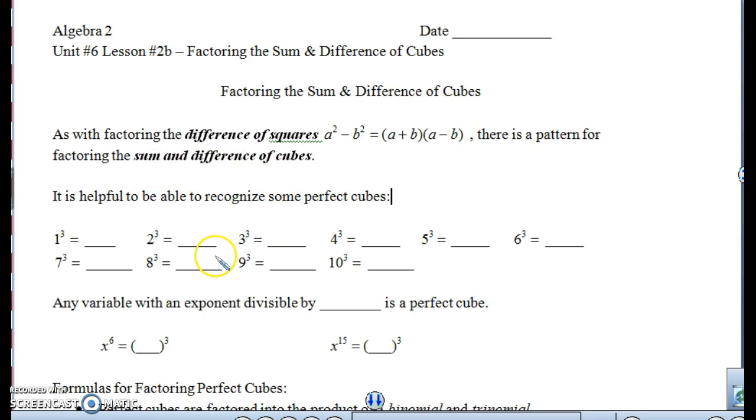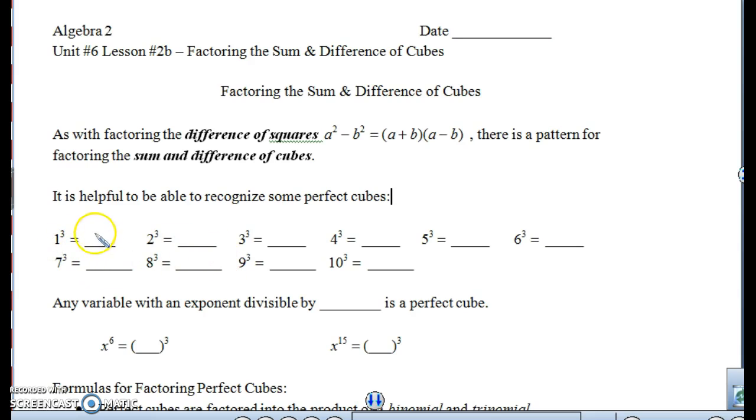In order to do the sum and difference of cubes, it helps if we know what some of the perfect cubes are. We know for perfect squares, for example, 9 is a perfect square because 3 squared is 9. So let's go through the list of the first 10 perfect cubes. Most of the time, probably 1 through 5, if you know enough of those, that should be enough, but you do run into some other ones, so let's do those.